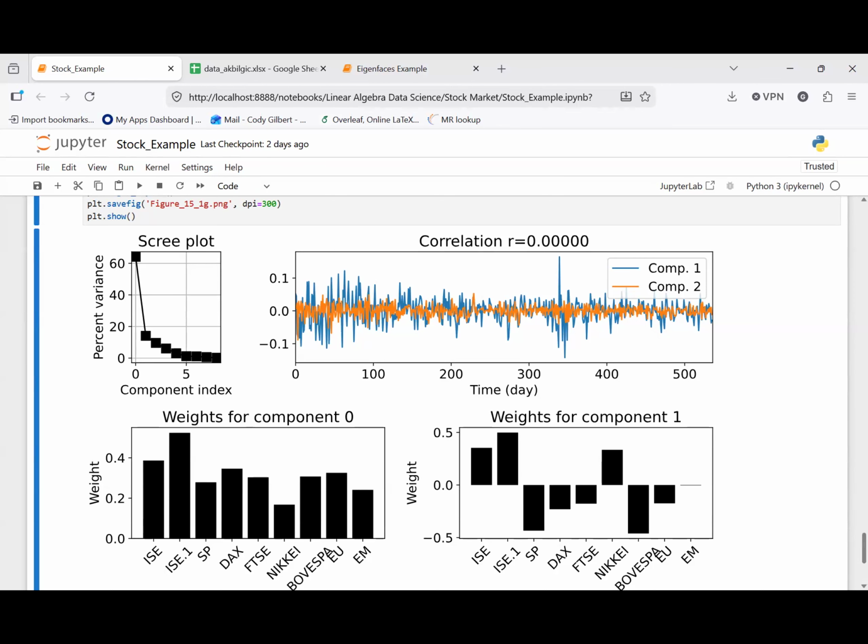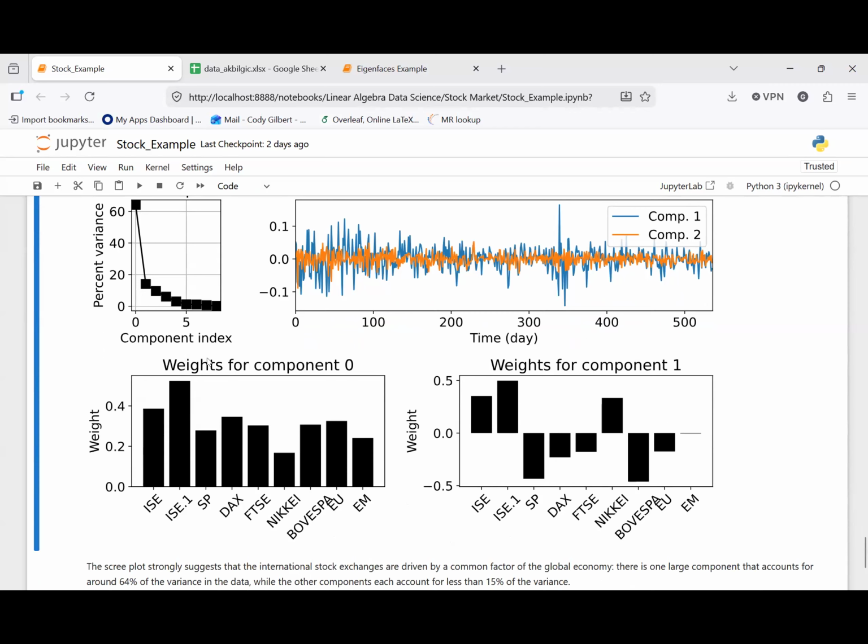And then the data down here, when it's talking about weights for component 0, this is saying we have the most influential eigenvector, and then we're looking at the numbers that make up the eigenvector, and we're seeing it's mostly the ISE and this ISE1 that are contributing the most to the direction that that eigenvector is going to end up pointing in, right? And you should see these numbers are generally larger than the ones we have in component 1.